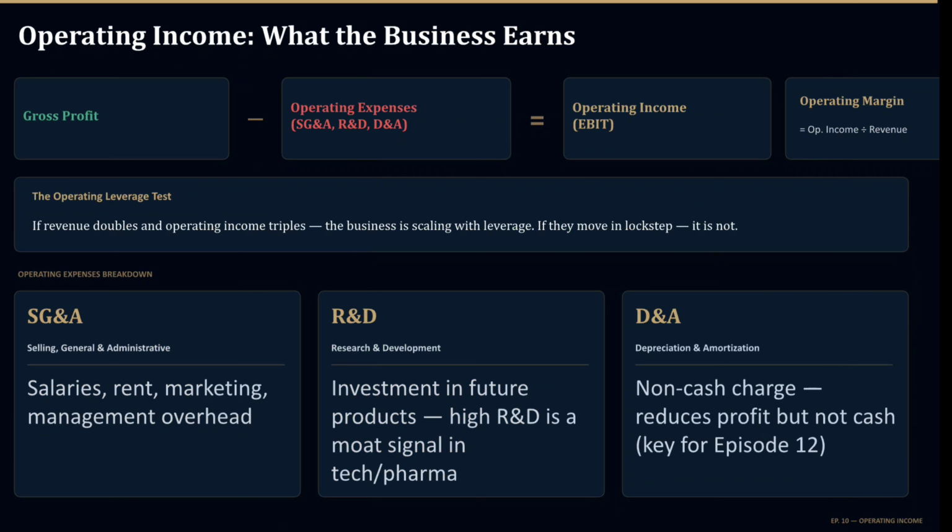The operating margin, operating income divided by revenue, is the number that tells you whether management is building leverage into the business as it grows. If revenue doubles and operating income triples, the business is scaling efficiently. If they move in lockstep, it isn't.